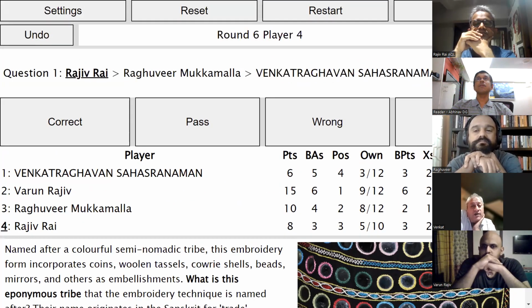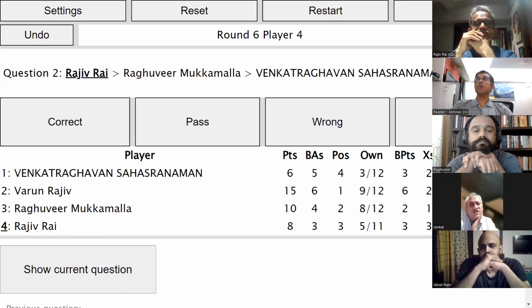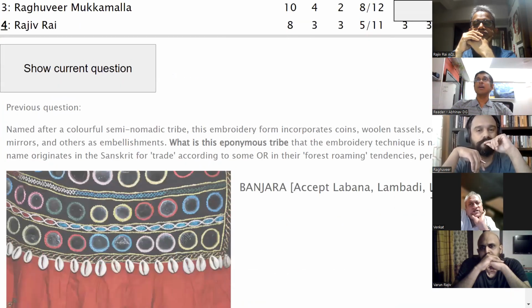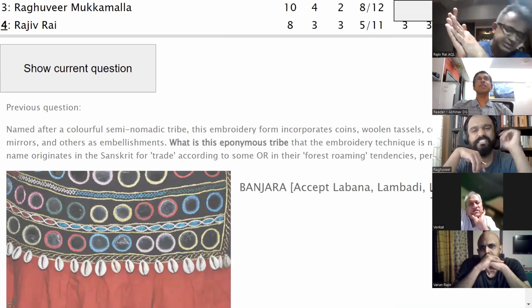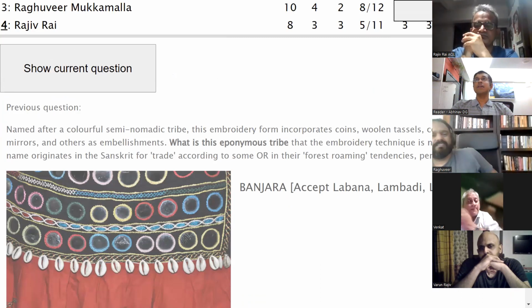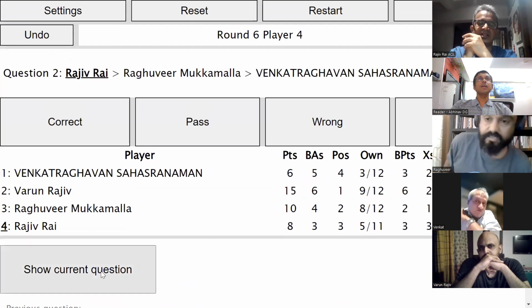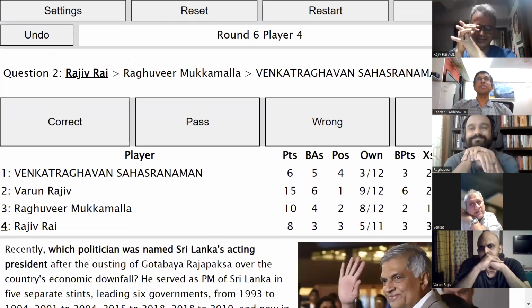Gujjar. Not Gujjar. Raghuveer? Pass. Venkat? Pass. And Varun? Pass. That's pass all. All of you are familiar with the Banjara, one of whose origins is Van, Havana, Lambadi, and so on.